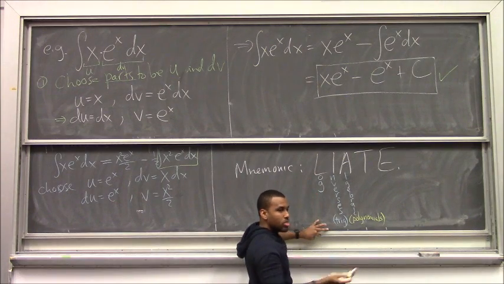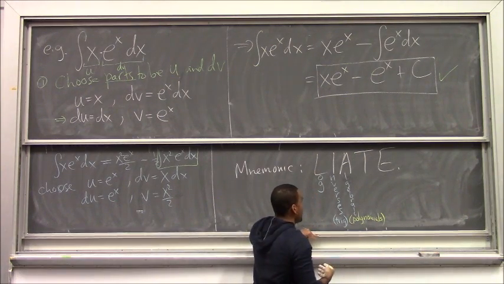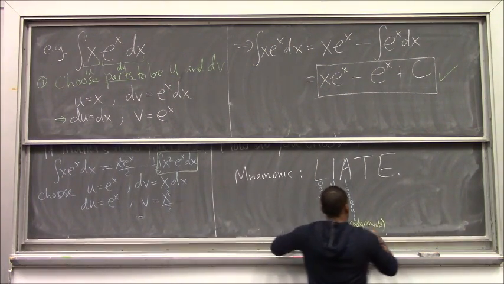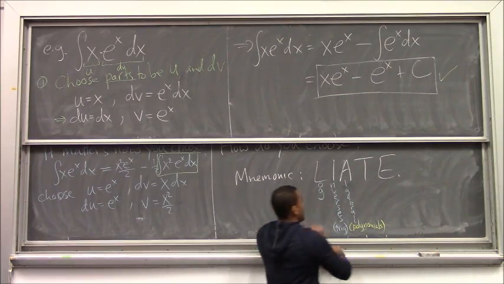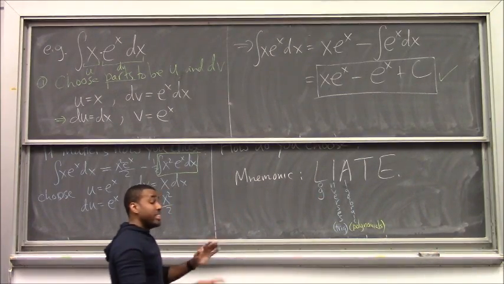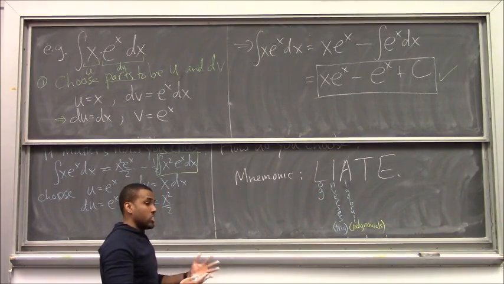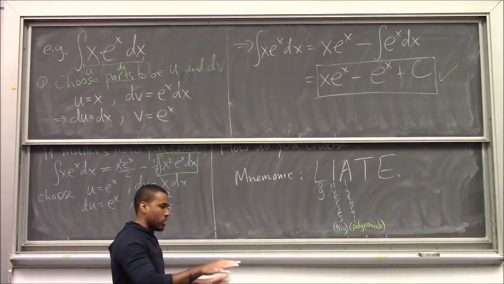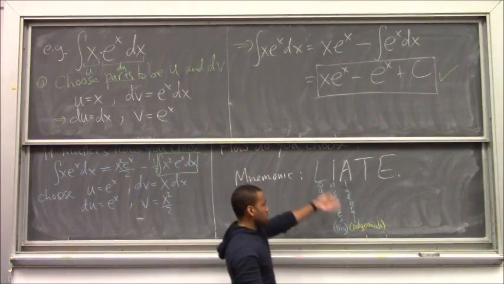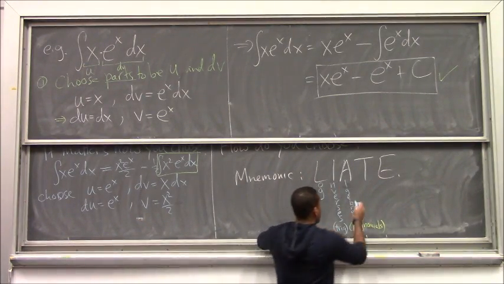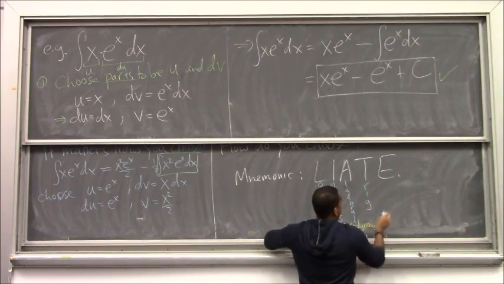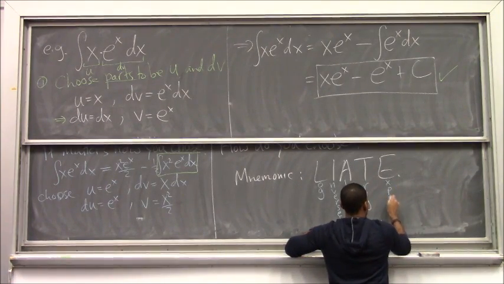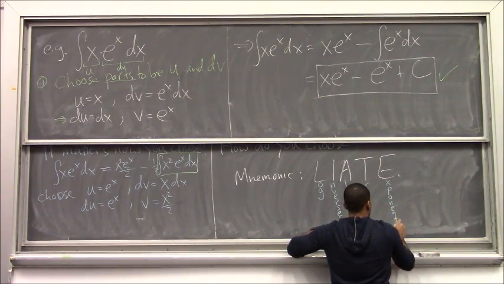But LIATE doesn't really roll off the tongue, right? You want a vowel in there at this point. So when they say algebra or algebraic, technically that's incorrect. Algebraic does not mean polynomial. Algebraic means a whole other thing, but people just understand it to mean polynomials. T means trig functions, and E means exponential functions.